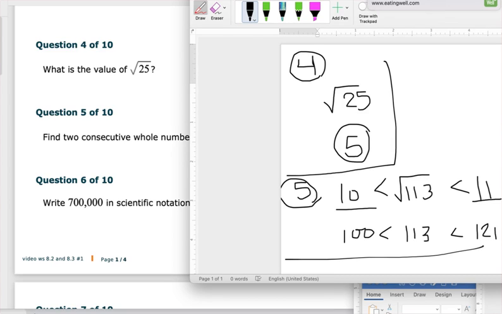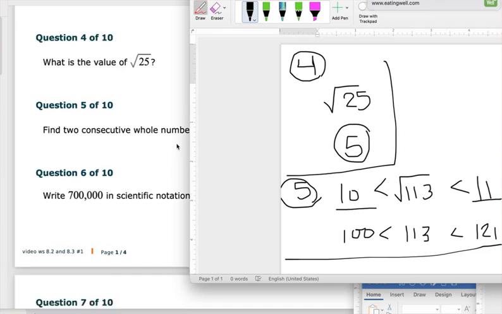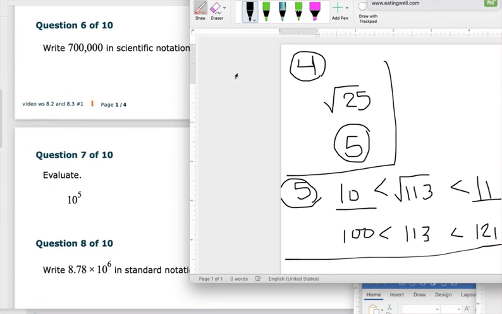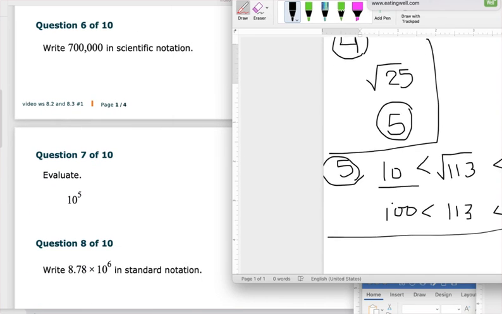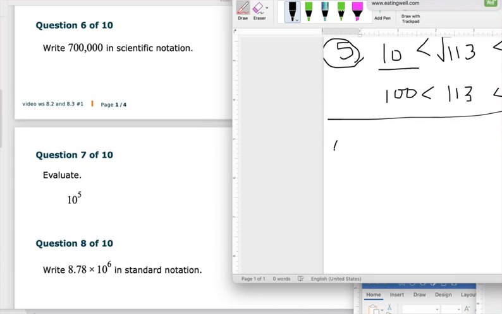Okay, so we're going to number 6. And we're going to write 700,000 in scientific notation. Scientific notation is where we use a number times 10 to some power.